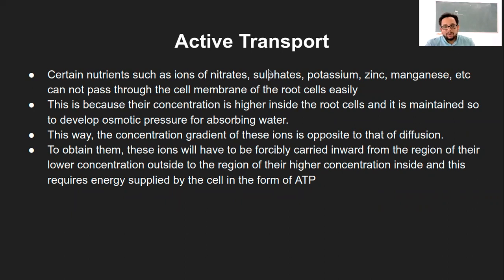Now, why does this have to happen? This is because their concentration is higher inside the root cell. And why is it higher inside? It is maintained so as to develop the osmotic pressure for absorbing water. Now, one example that I will give you here is, let's say you eat protein-rich food. If you have ever observed, the color of the urine changes. Why?